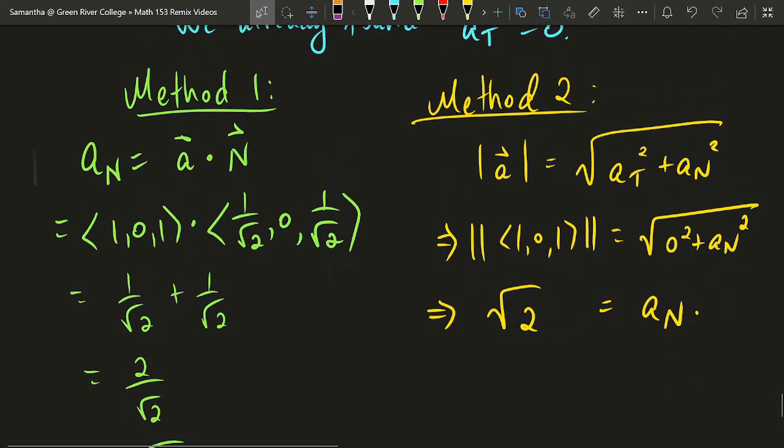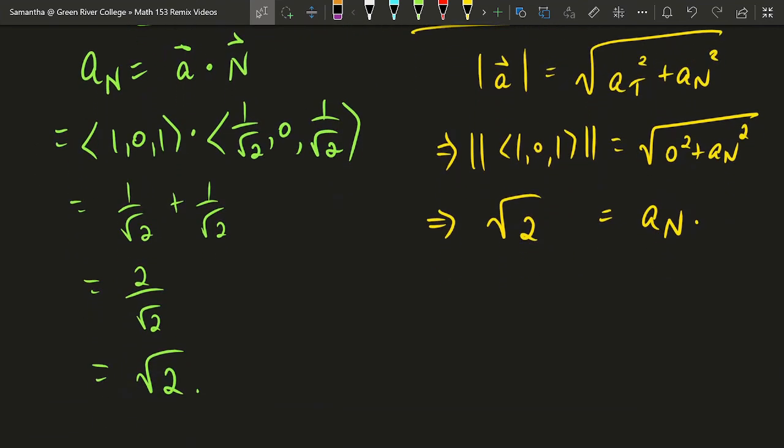So this particular acceleration is not causing the object's speed to change at all, but the rate of change of direction would have a magnitude of root 2.